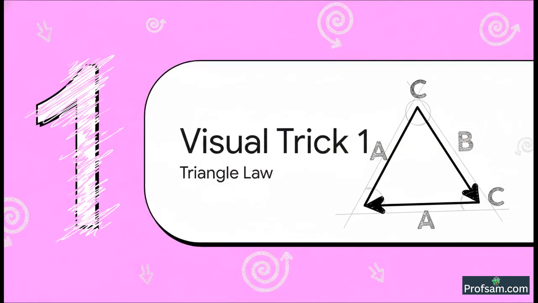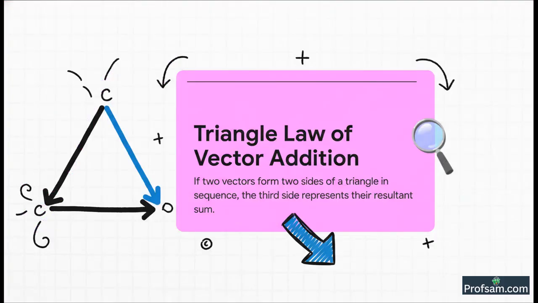So, how do we actually do this? Well, let's start with a really cool visual trick, something you can just sketch out to see the answer. It's called the triangle law of vector addition. Okay, the official textbook definition can sound a little heavy, I know, but the idea behind it is super simple. It just says that if you have two vectors happening one after the other, or in sequence, which is the key phrase here, then the third side that closes the shape to make a triangle is their sum.